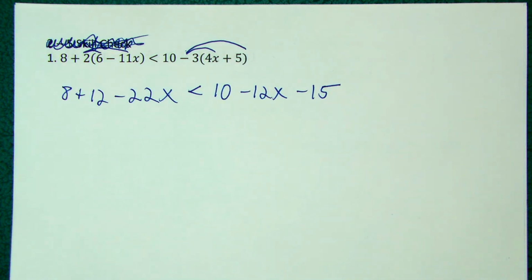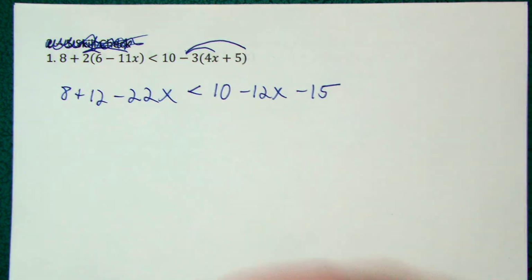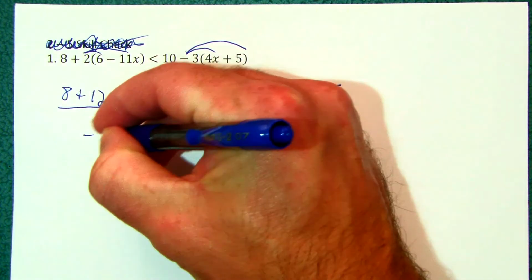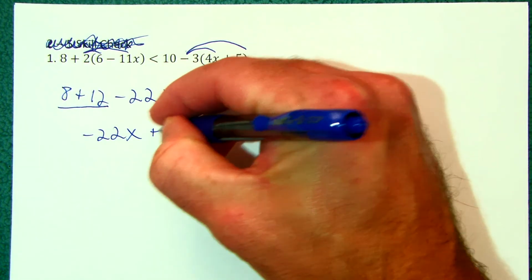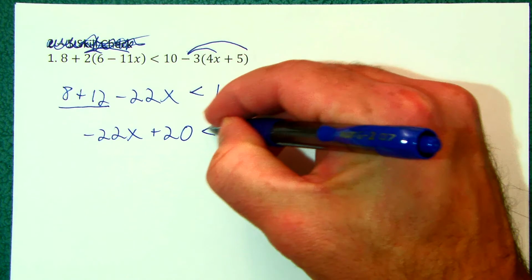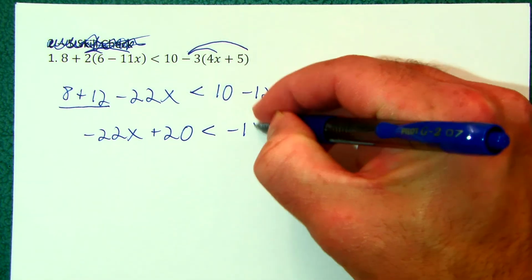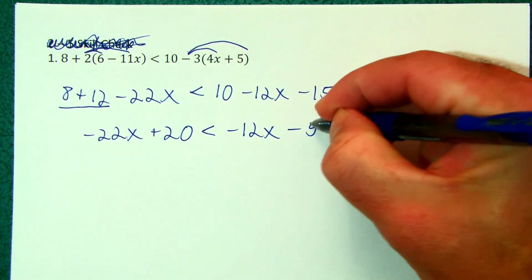So next up, we've got to combine like terms here. So on the left side, we have some constants. I'm just going to write the x term first. So we have negative 22x plus 20 is less than negative 12x minus 5.